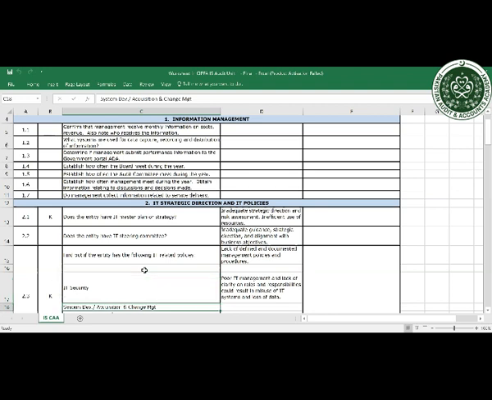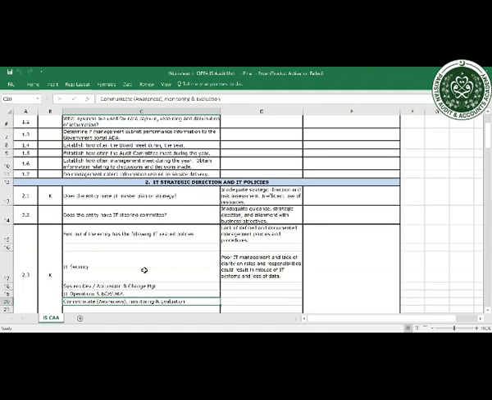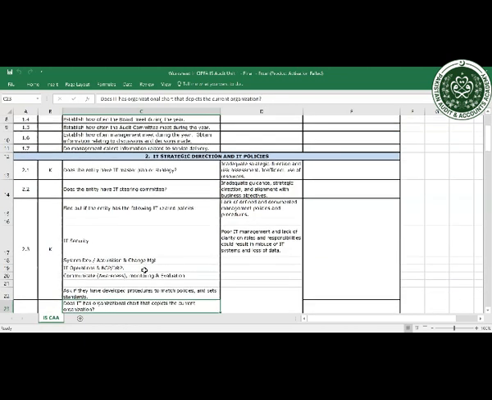So those are all policies: IT security, system development and acquisition, IT operations, BCP, communication, awareness and monitoring. Do they do evaluation of policies? And procedures to match the policies also. So policy and procedure always go together.